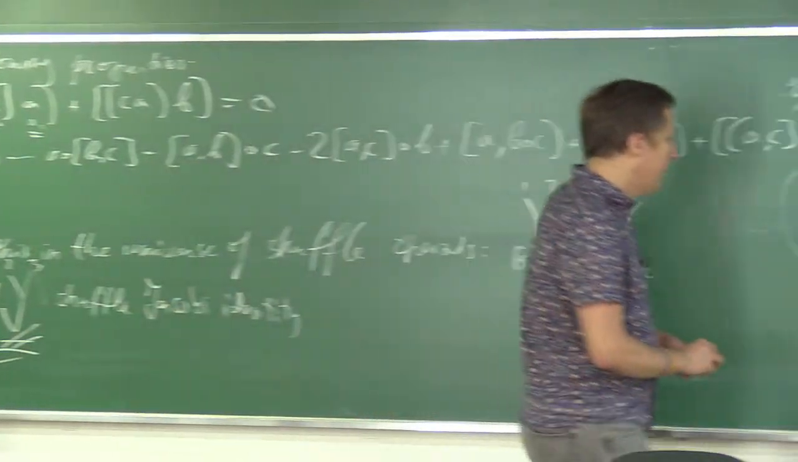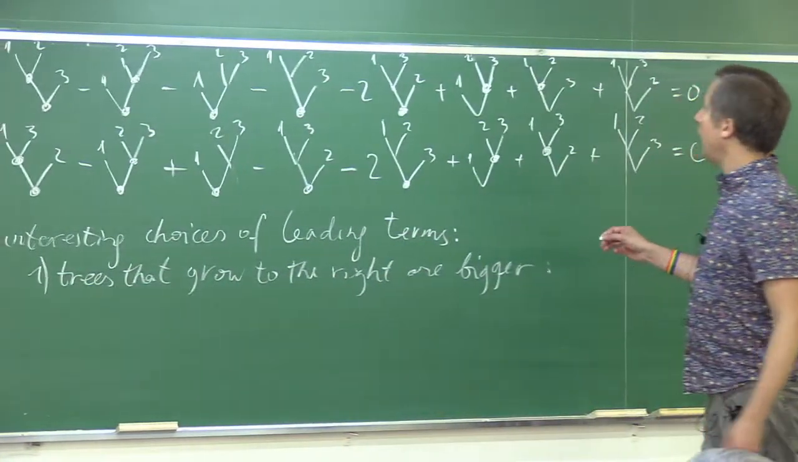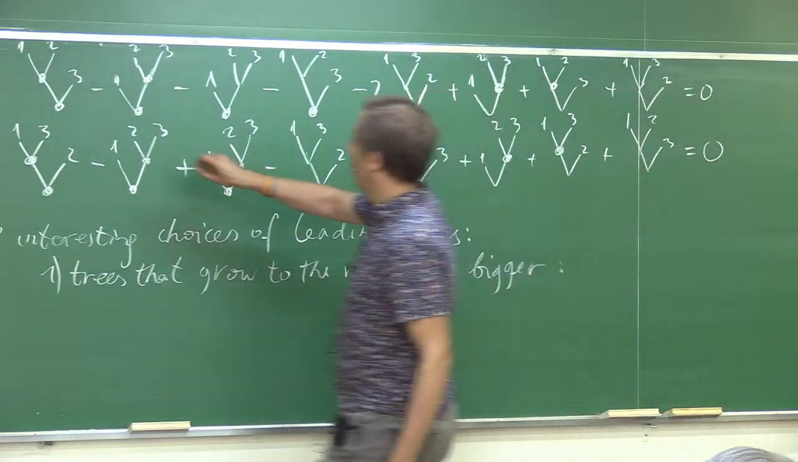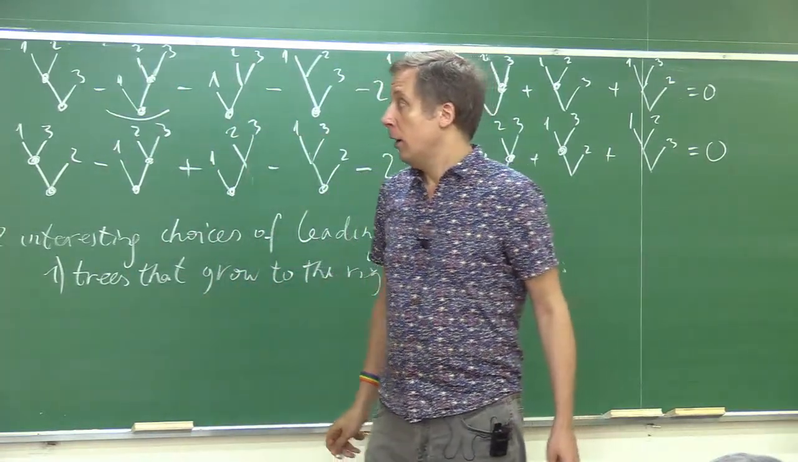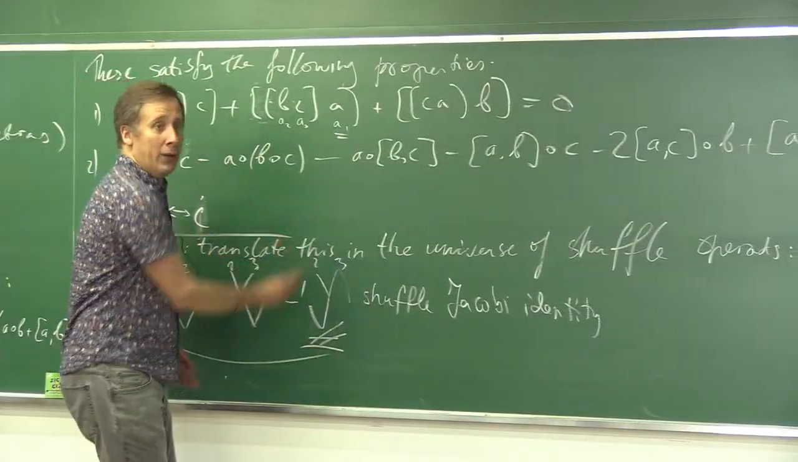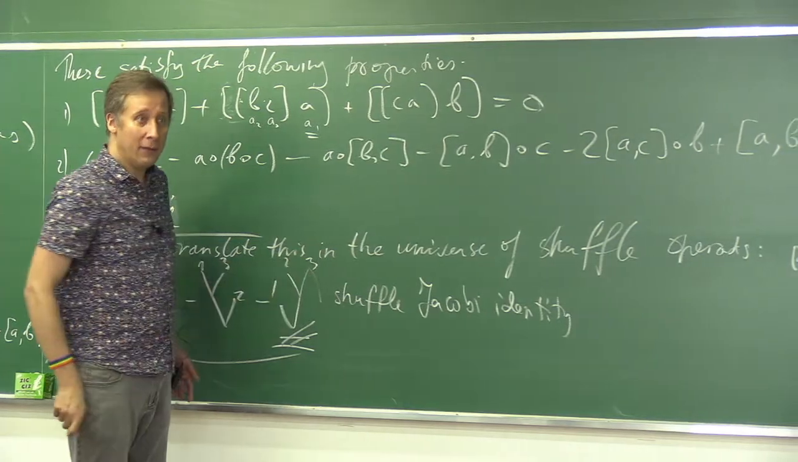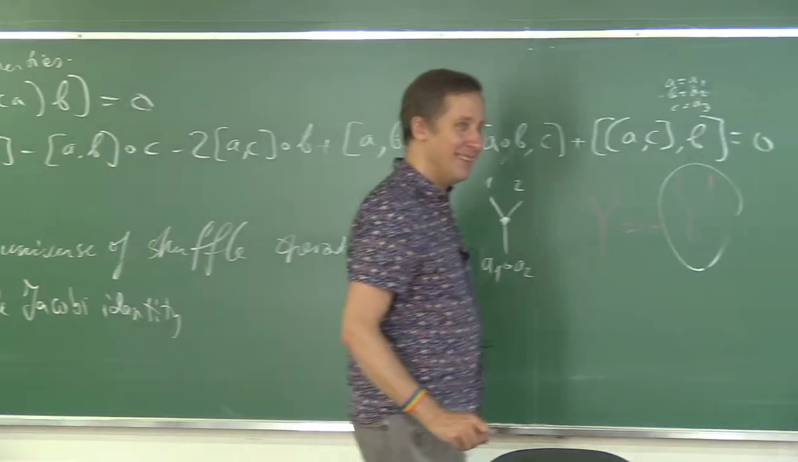Here it's a little bit more intricate. So let's see, what are the trees that grow to the right in all these combinations? So we have this, going to the left. So there are two trees that grow to the left and one tree that grows to the right. Okay? Yes, yes. Yeah.